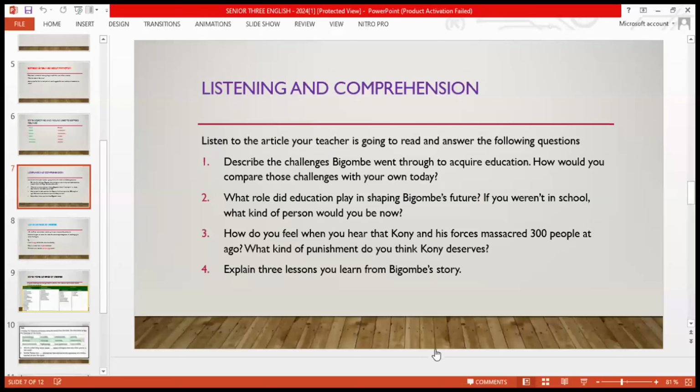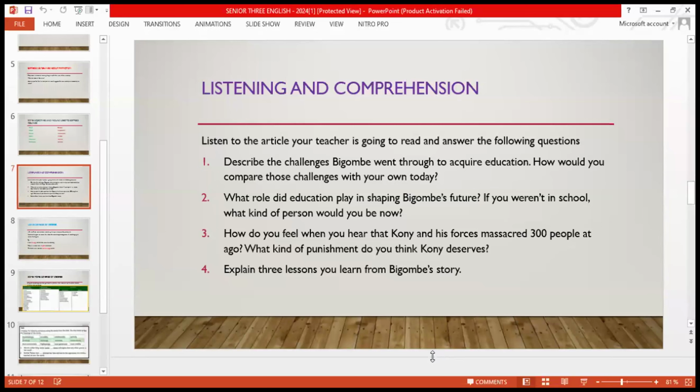May I have a look at the question? It's about the role of education. Which role do you think education played in Bigombe's life? What would have gone wrong if she wasn't in school? So let me first answer what would go wrong if she wasn't in school. Number one, she would be digging and harvesting in a garden while having very many children she cannot take care of.